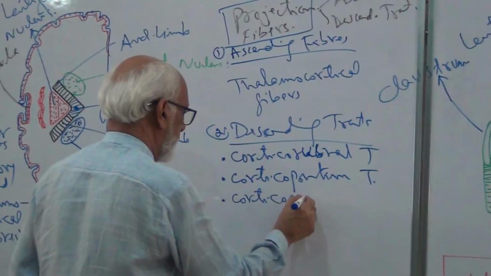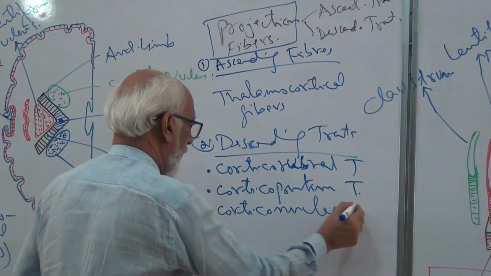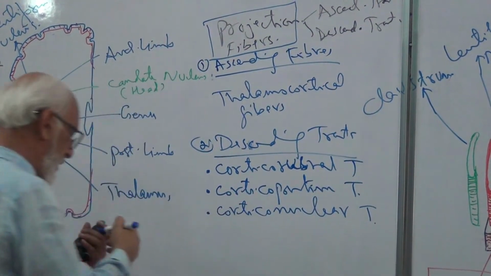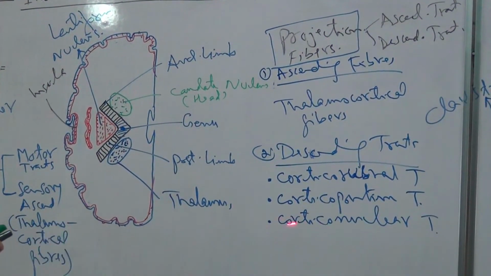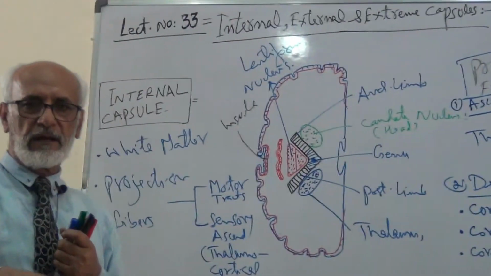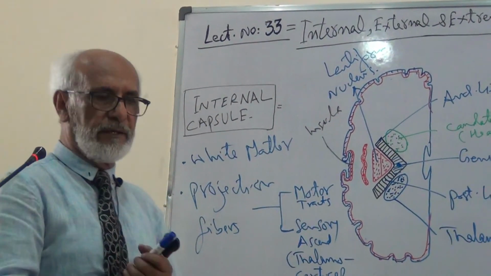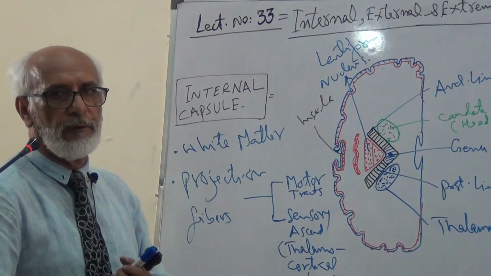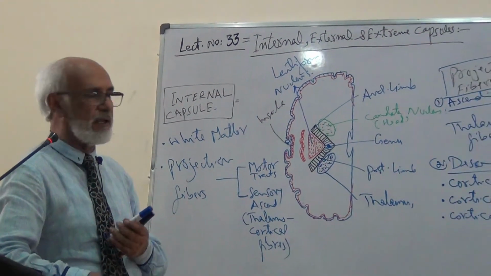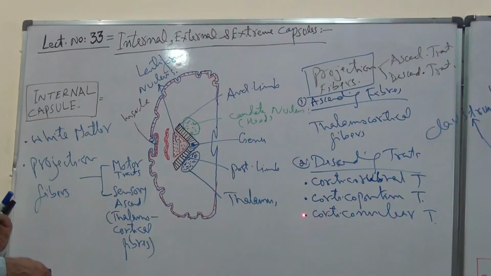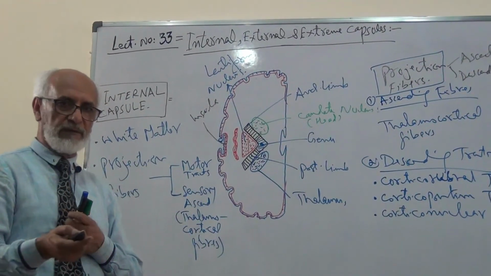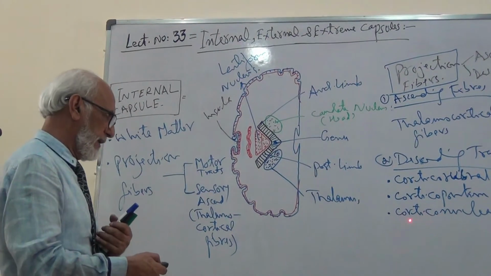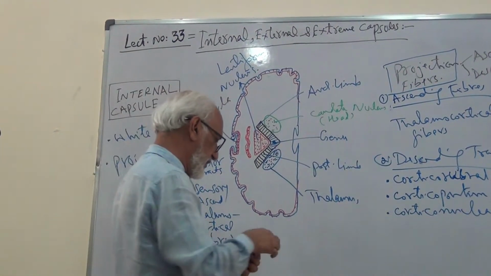Cortico-nuclear tracts. Again arising from the motor cortex, they pass through the corona radiata and internal capsule, then descend through the midbrain and pons, and enter the medulla oblongata where they relay into the various motor nuclei of the medulla oblongata. These are called cortico-nuclear tracts.